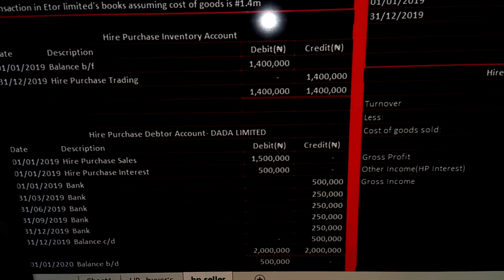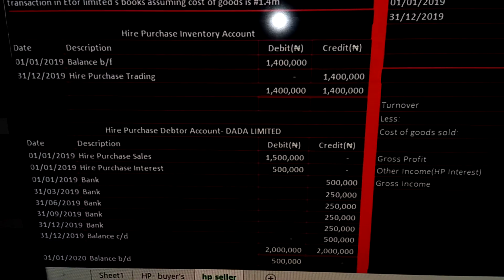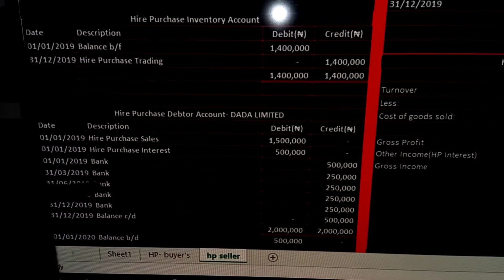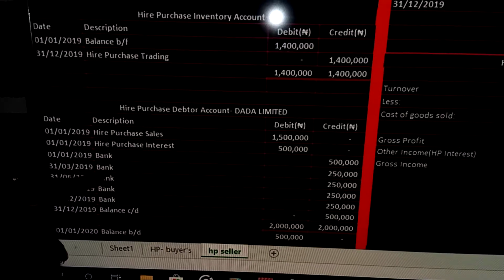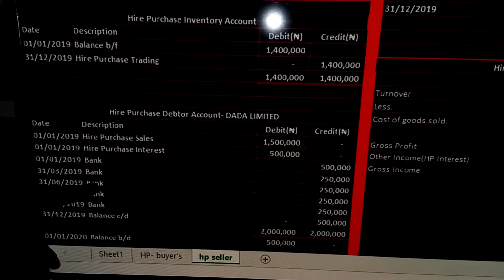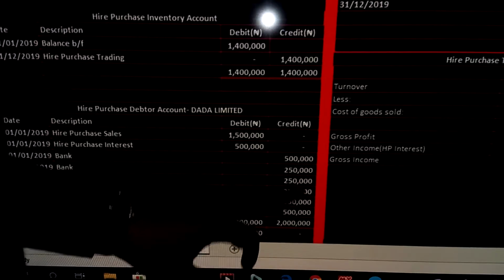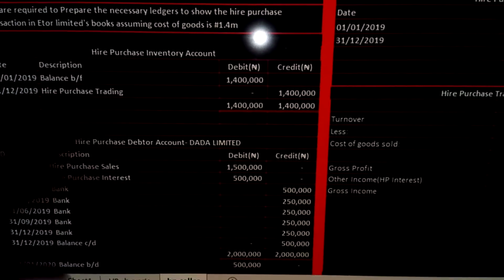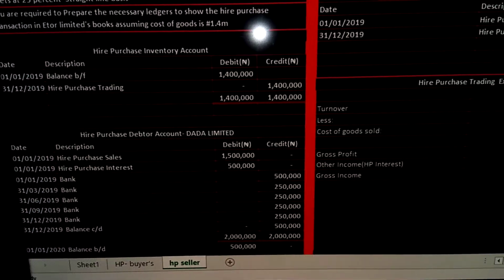So we have 31st of March, 30th of June, then we have September, we have December. So these are the banks. Okay, so pardon my dates here. So we have the bank here for March, for June, for September, for December. So we have 250, 250. So we have 4 quarters in the year. So basically, at the end of 2019, the balance remaining unpaid will be 500,000, which will be carried to the following year.